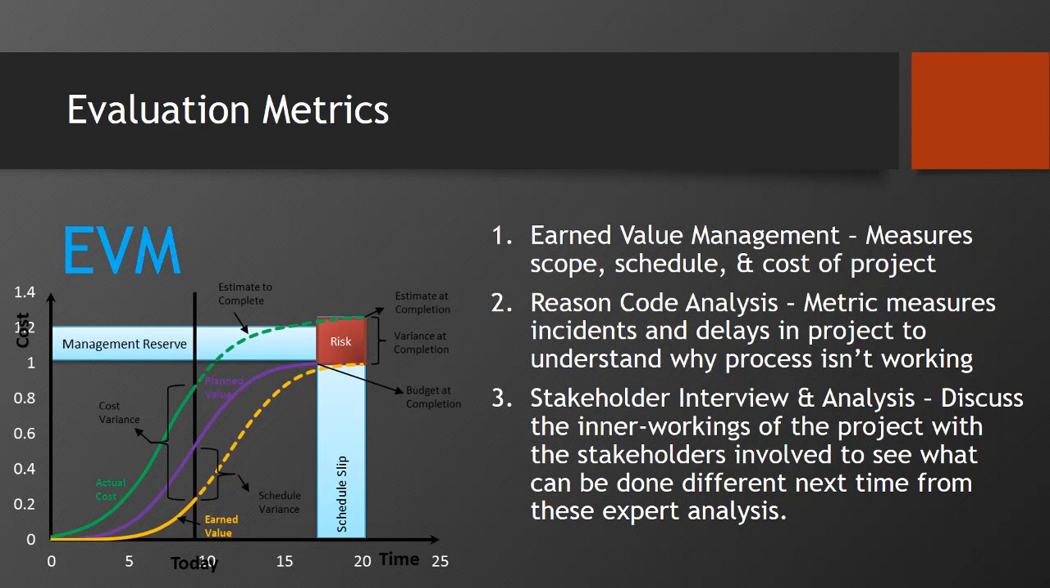Then next we have our reason code analysis. This metric is put in place to see any incidents or delays that happen in the project and to understand why this process wasn't working or what we can do going forward to fix these incidents or delays or reduce these problems. Last, as always, we will do a stakeholder interview and analysis with everybody that was involved in the project so we can discuss the inner workings of this project and see if anybody involved has an expert analysis or opinion as to why something may have happened.